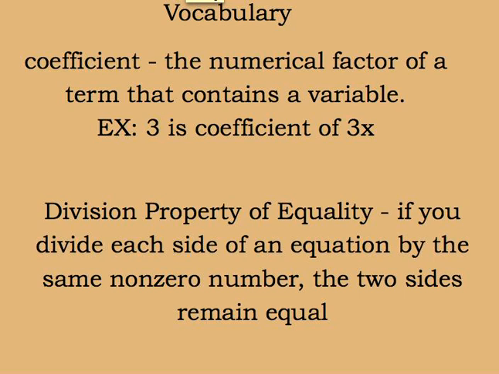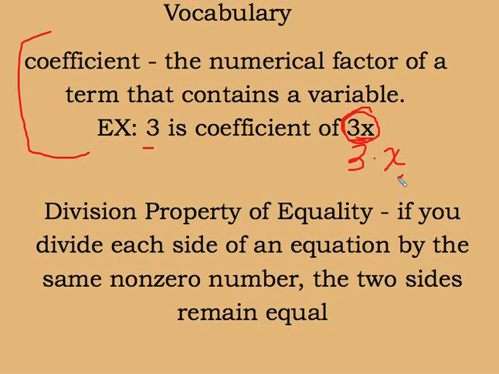So we learned in the last chapter that a coefficient is the numerical factor of a term that contains a variable, and this was on our last test as well, so we know that in the term 3x, 3 is the coefficient. This is important when you're solving equations that need to be solved through the division property of equality, because you need to divide to undo that 3, because that 3 is being multiplied by x.